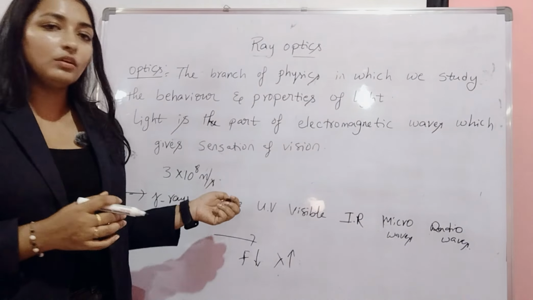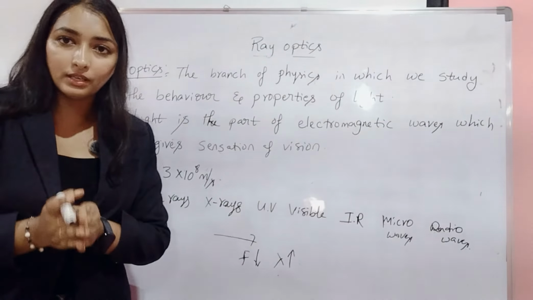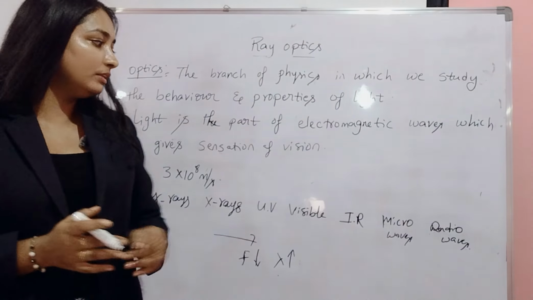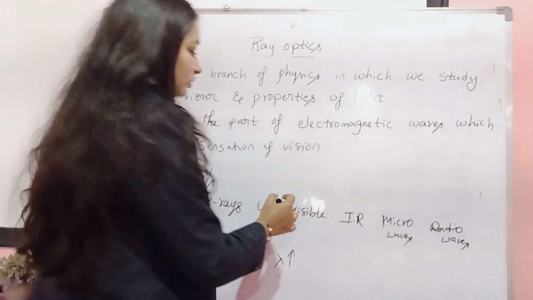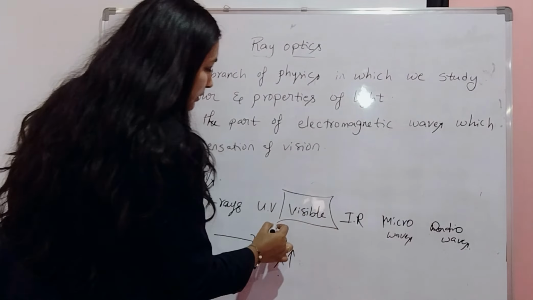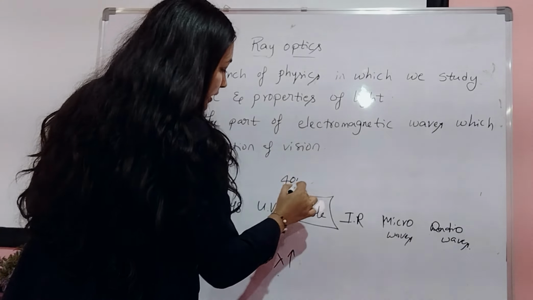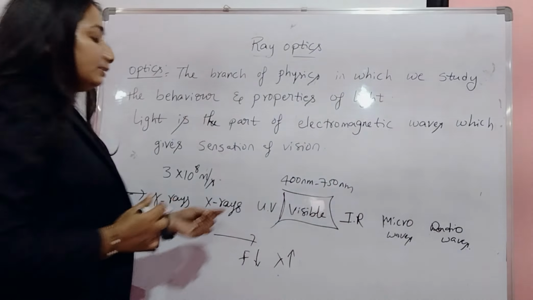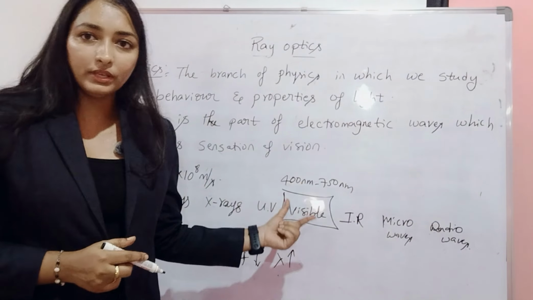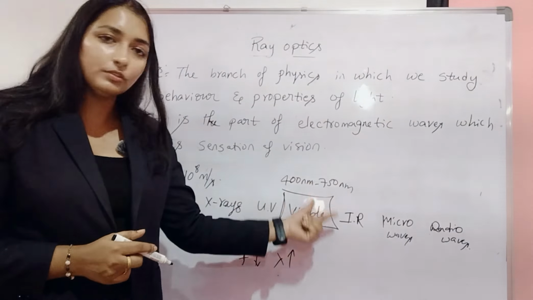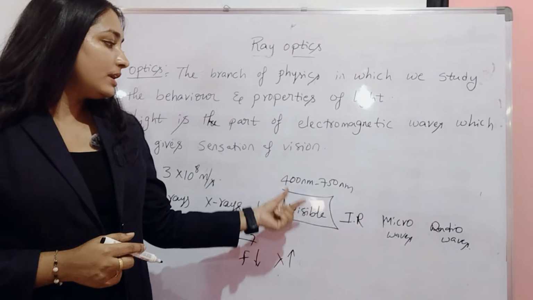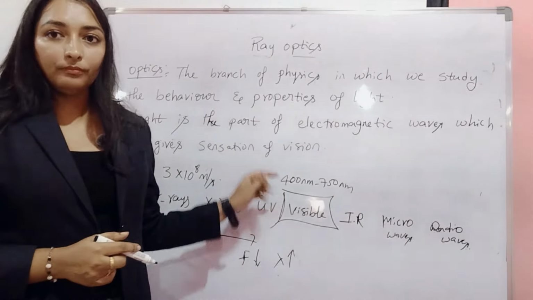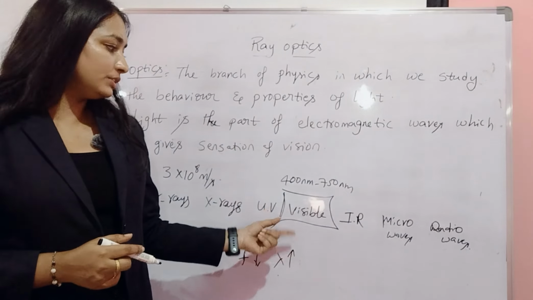So we cannot see all the radiation. We can see the radiation which lies between 400 nanometers to 750 nanometers. Okay, so 400 nanometers to 750 nanometers. The radiation whose wavelength lies between 400 nanometers and 750 nanometers, we can see only that radiation. Is it clear?